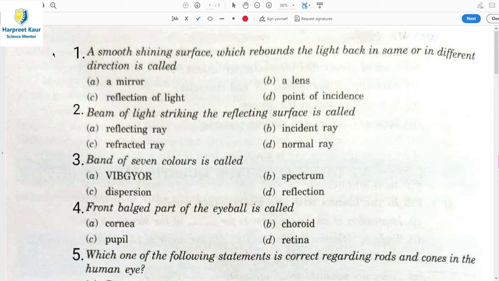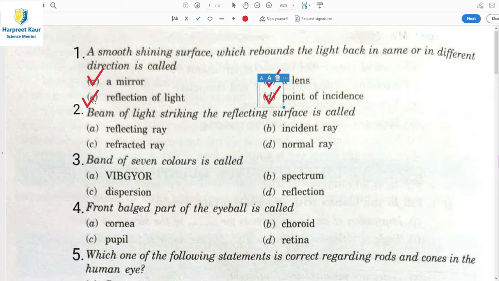So out of the 4 options, which one is a smooth shiny surface? Option A, mirror. Option B, lens. Option C, reflection of light. Option D, points of incidence.